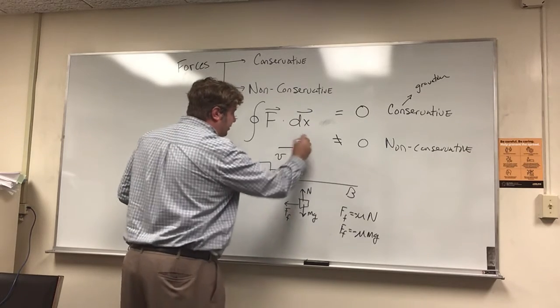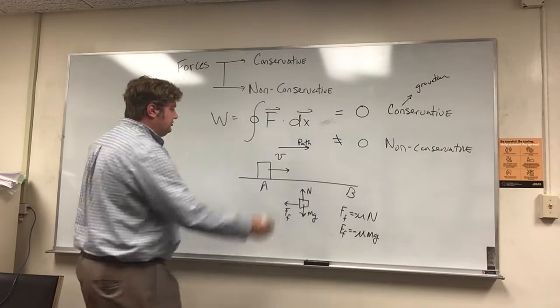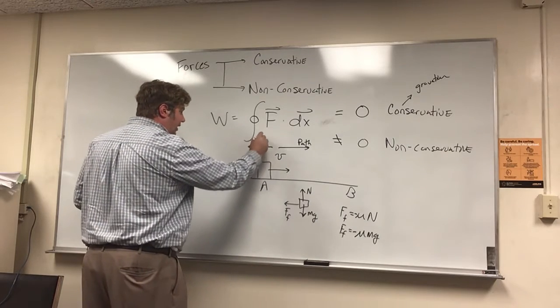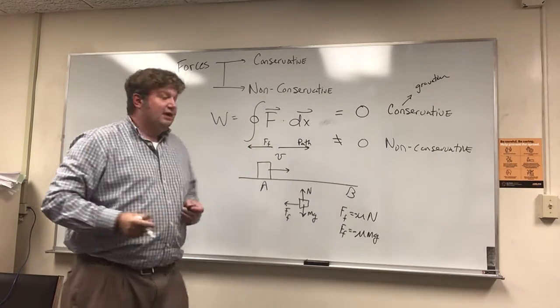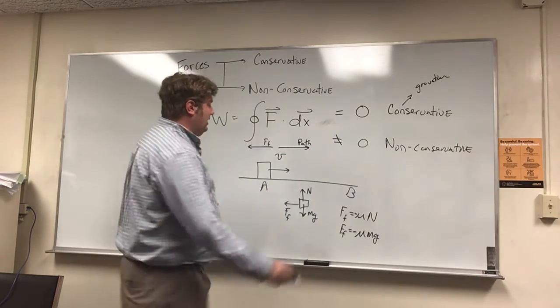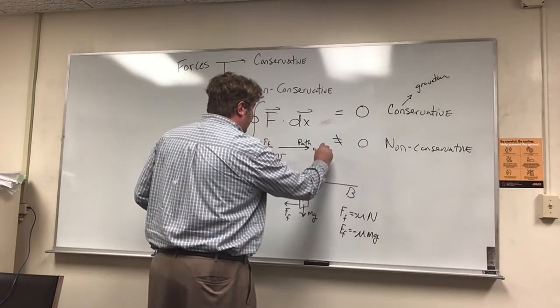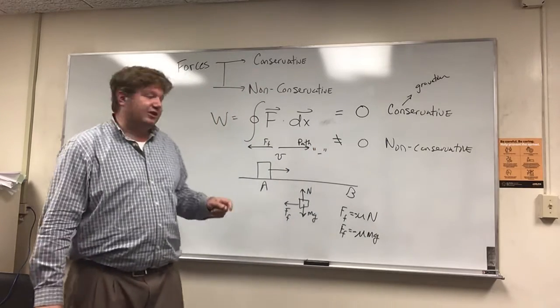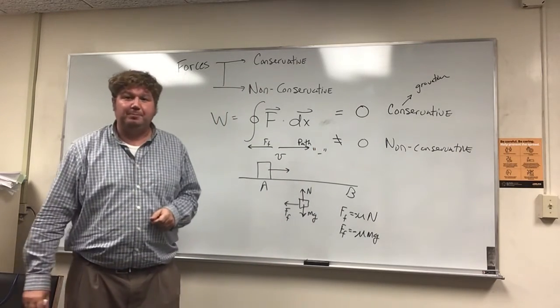So if I'm going from point A to point B, my path points this way and my frictional force points this way, so they are exactly 180 degrees apart. So you get a negative amount of work done by friction as it moves from point A to point B.